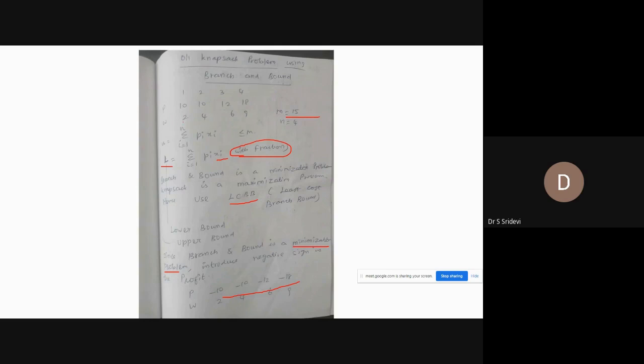Okay, so just to see the weights: 2, 4, 6, 9. The weight of the first object is 2, the weight of the second object is 4, the weight of the third one is 6, and the weight of the fourth object is 9. At the same time, you always have to check that it should not exceed the capacity of the bag or knapsack. So keep in mind 2, 4, 6, 9.